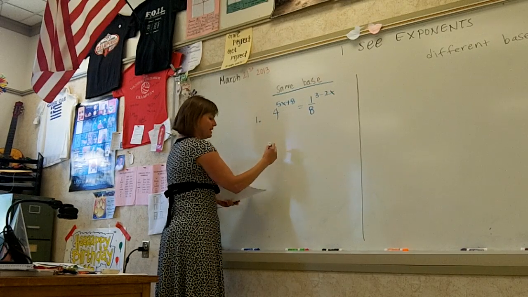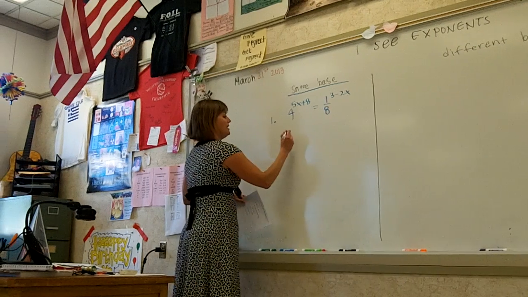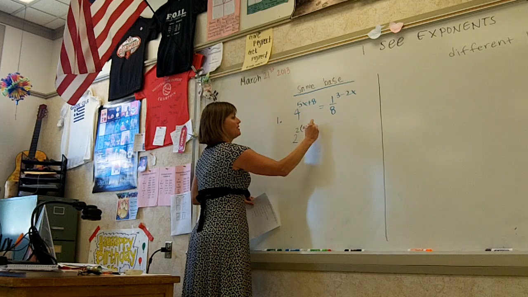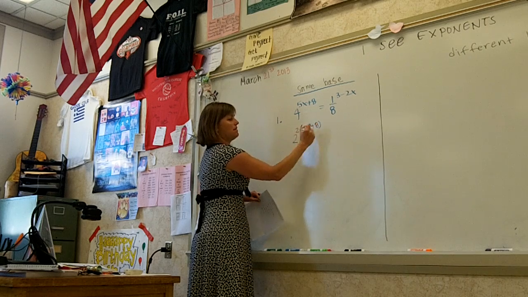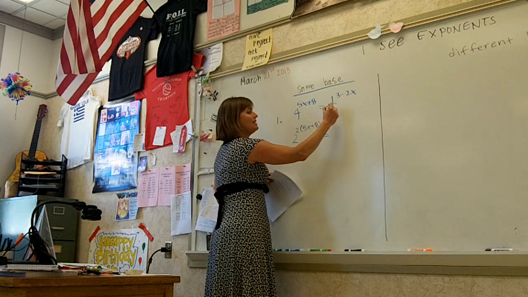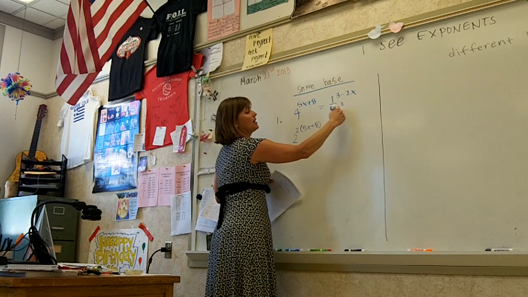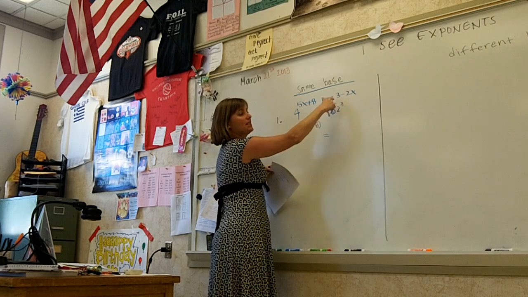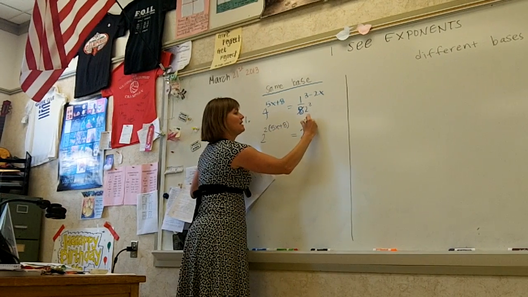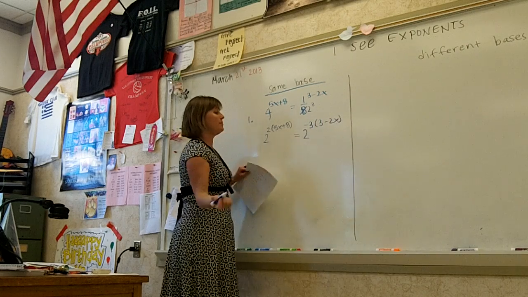So 4 is really 2 squared. So I'm going to say that this is 2 squared, and then times that by 5x plus 8. Oh, okay, so now that whole thing becomes the exponent. And 8 is really 2 cubed, but because it's in the denominator, we bring that up to the numerator, so the exponent really becomes negative. So that's 2 to the negative 3 times 3 minus 2x. Now it's a piece of cake.